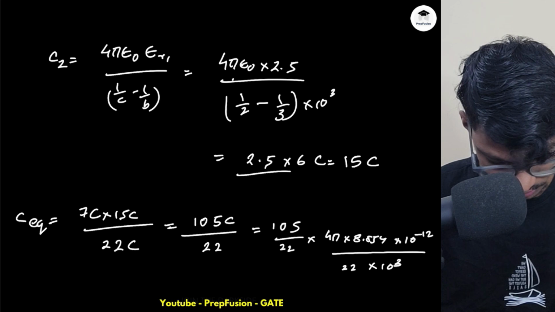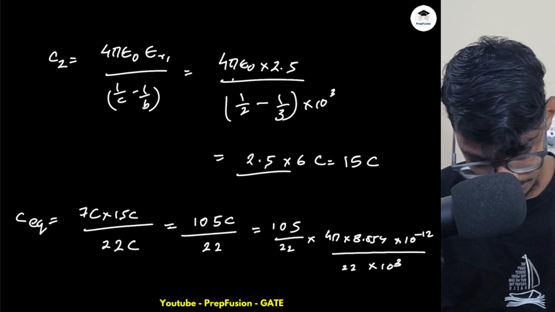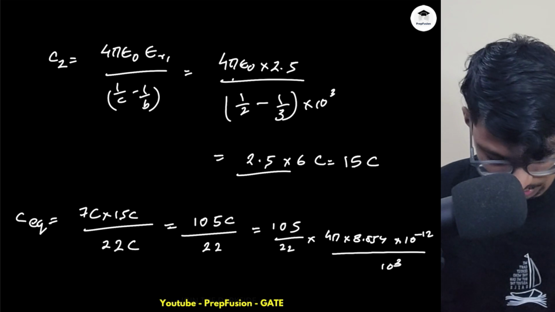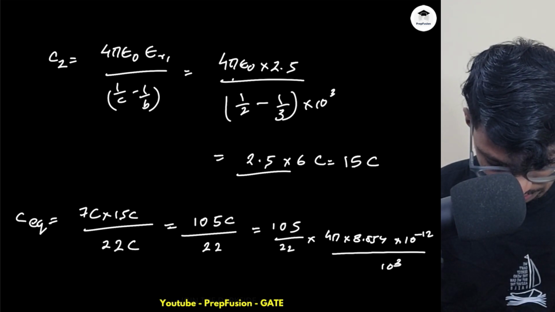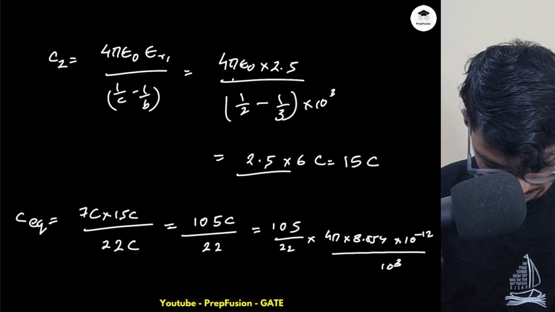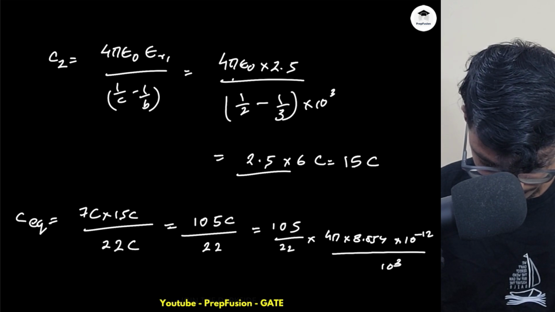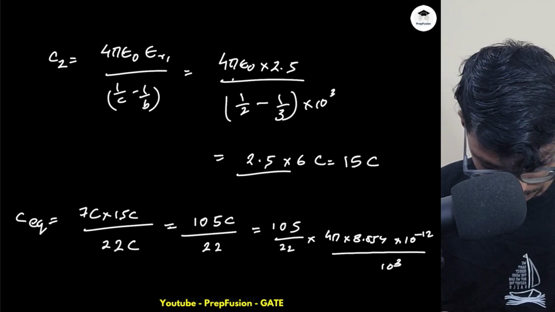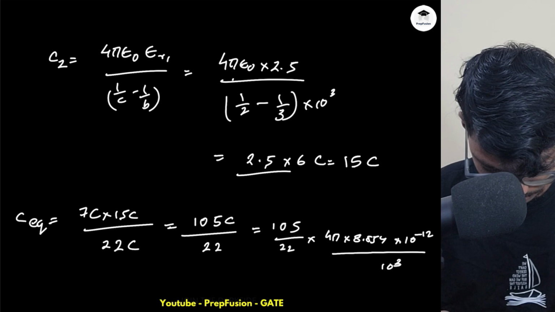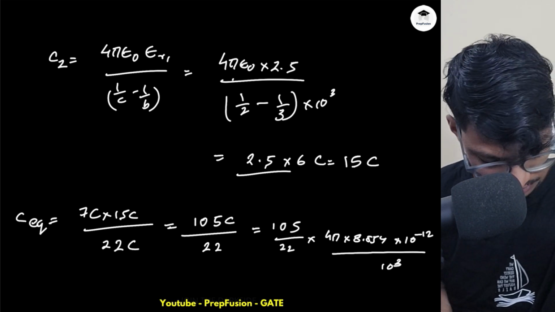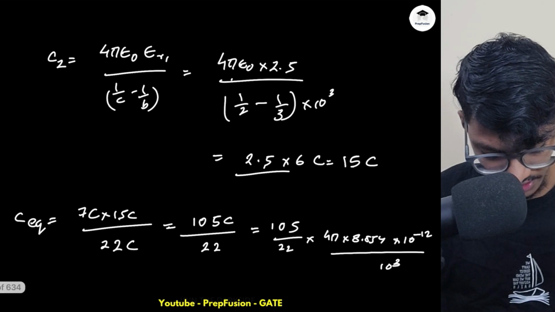Pi into, okay, 105 actually missed. 105 by, okay, 22 I divided by twice. Actually, this is wrong. Just hold on. 105 divided by 22 into 4 into pi into 8.854 divided by 1000. Yes, 0.53. Okay, so 0.53 picofarad.